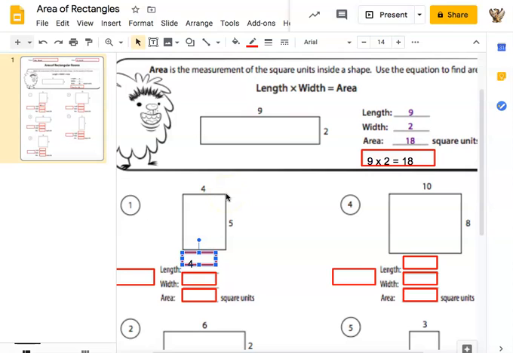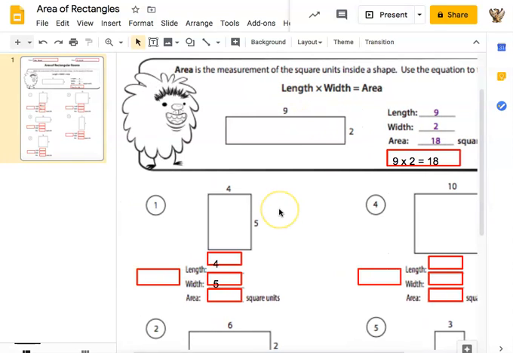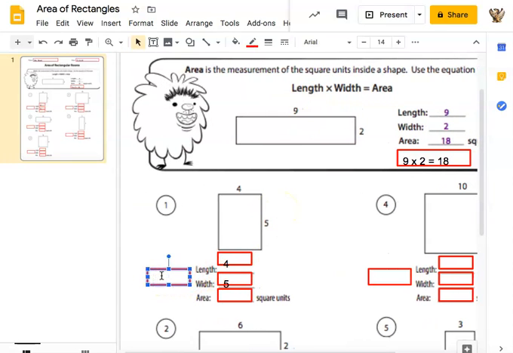The width of the shape is how thick it is, and it goes up and down like this. The width of this shape is 5. And the area is the length times the width. So I'm going to make my multiplication number sentence here, and I'm going to put 4, and for the times symbol you can just use the letter X. 4 times 5 is equal to what? And I'm not going to put my answer here because my answer goes down here with the area.